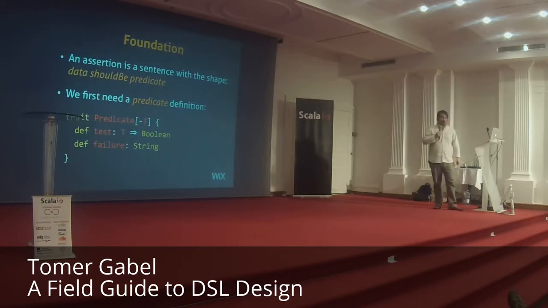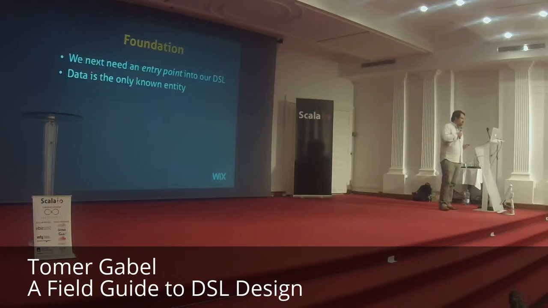There's two things in the predicate to start with. There's the test that takes a value of this type T and returns a boolean, whether or not this assumption is met. And there's a failure string, which returns a failure message in case the assumption is not held. The next thing we need is an entry point into our DSL. And the only thing we know is the data. Our user already has the data. So we need some sort of implicit class that gives us the should be verb and adds it into our domain language.